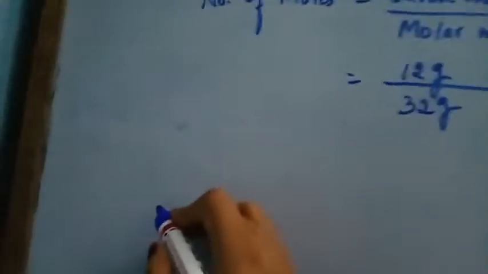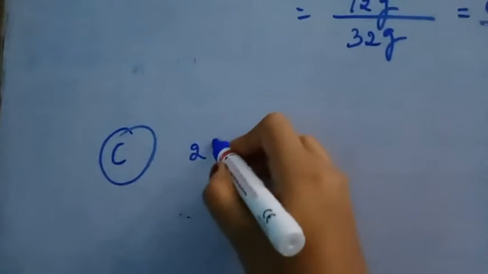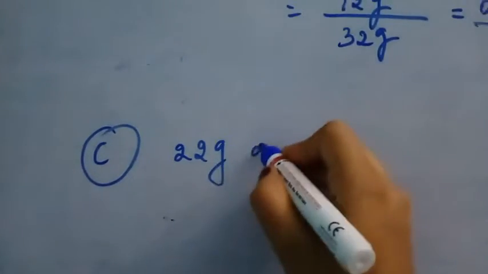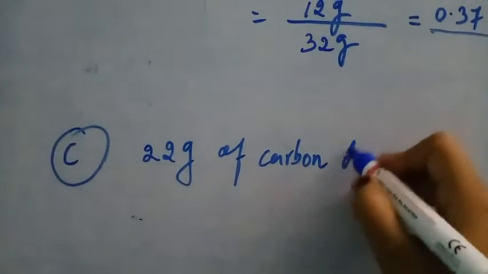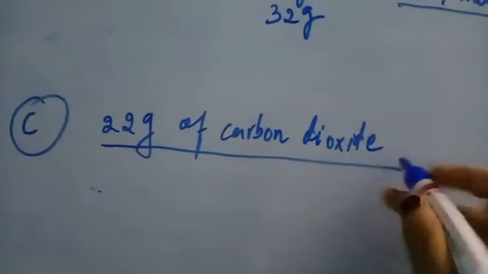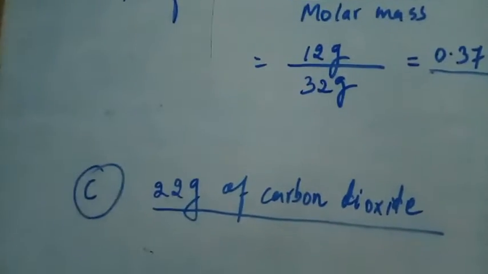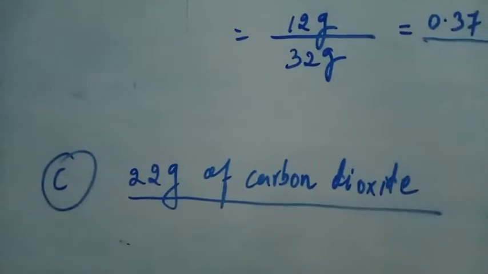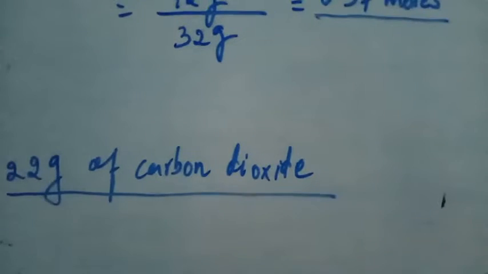So like that you can do for C, and it is asking here to convert 22 grams of carbon dioxide. So this I'll give you as homework. You just solve this question in your homework, okay, to convert 22 grams of carbon dioxide into moles.